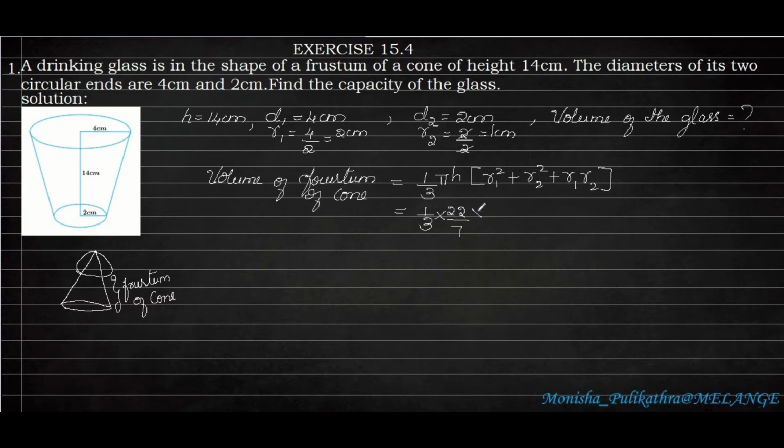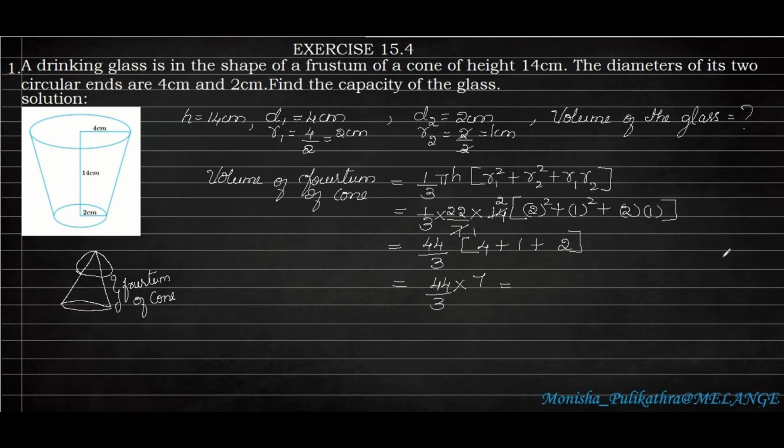Pi is 22 by 7 into h. Height is given as 14 centimeter. R1 is 2 centimeter, that is 2 square, plus R2 is 1 centimeter, that is 1 square, plus R1 into R2 is 2 into 1. Here 7 twos are 14, so 2 into 22 is 44. 44 by 3 into 2 square is 4 plus 1 square is 1 plus 2 into 1 is 2. So 44 by 3 into 4 plus 1 is 5, 5 plus 2 is 7.